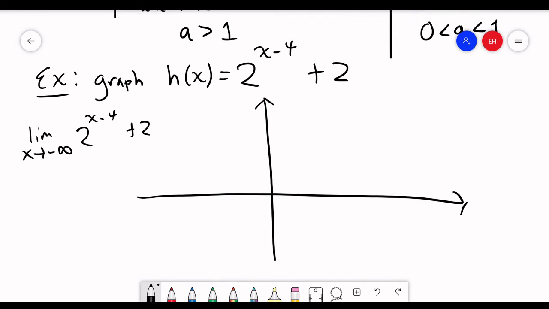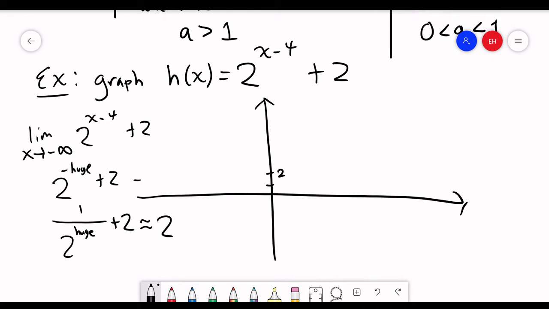But on the very large negative, let's see what we get. So limit as x goes to negative infinity, 2 to the x minus 4 plus 2. Well, when x is negative infinity, it's going to be 2 to the negative huge power plus 2, which I can rewrite as 1 over 2 to the huge power plus 2. And 1 over 2 to the huge is going to be basically 0. So we find out that as x goes to negative infinity, in other words, on the very left-hand side of our graph, the function approaches 2. So that gives us a horizontal asymptote to write on there. Okay.